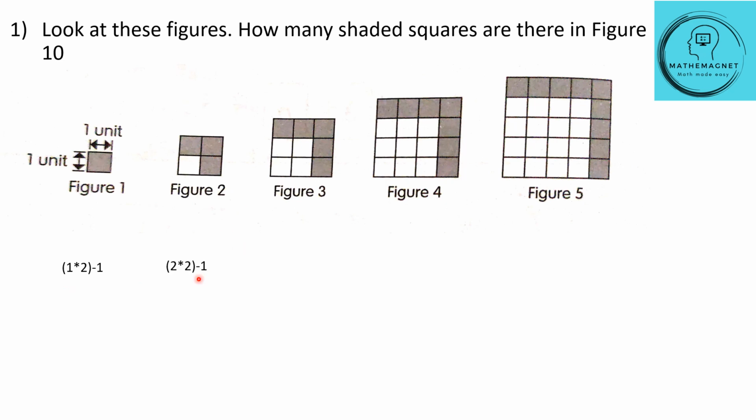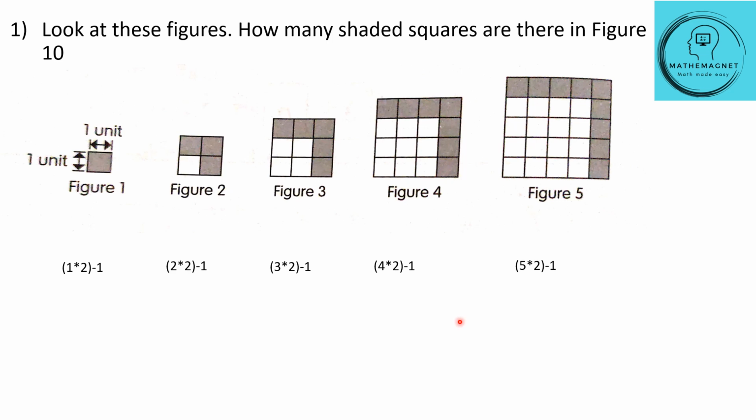So it becomes 2 into 2 minus 1, which is 2 into 2 is 4, 4 minus 1 is 3. So we are getting 3 shaded squares for figure 2. For figure 3, we will write 3 into 2 minus 1, which is 6 minus 1, which is 5. And for figure 4, it is 4 into 2 minus 1, which is 8 minus 1, which is 7. And for 5, it is 5 into 2 minus 1, which is 9. So we have formed an equation for the 5 figures.